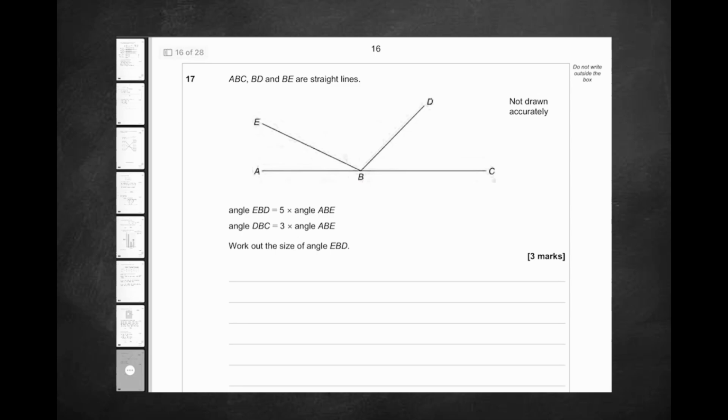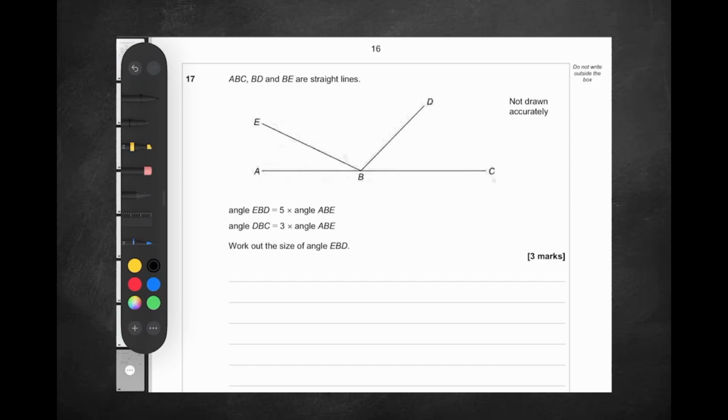Question 17. ABC, BD, and BE are straight lines. Angle EBD equals 5 times angle ABE. Angle DBC equals 3 times angle ABE. Work out the size of angle EBD. So we know angles on a straight line add to 180 degrees. That is our first fact.